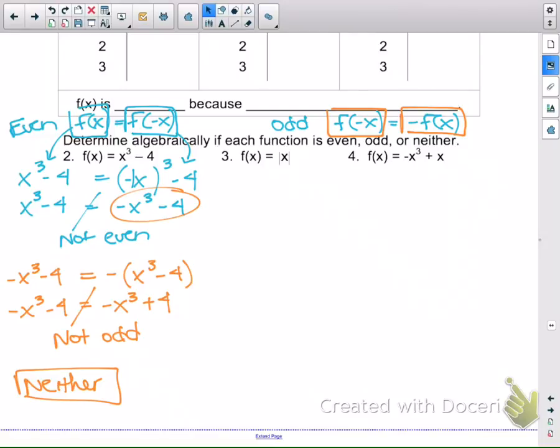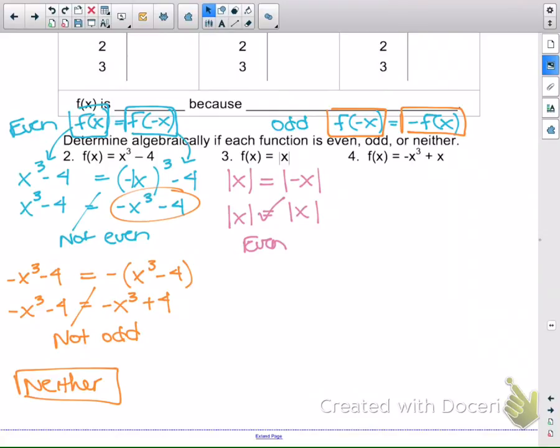If I want to test if this is even, how do I set up my even test? What do I put on the left-hand side of my equals? f(x), that's the absolute value of x. On the right-hand side, what do I do for even? Absolute value of (-x). What does absolute value do? Takes away the negative. So what does that tell me here? This is equal, which means what is this function? Even. Questions on that one?